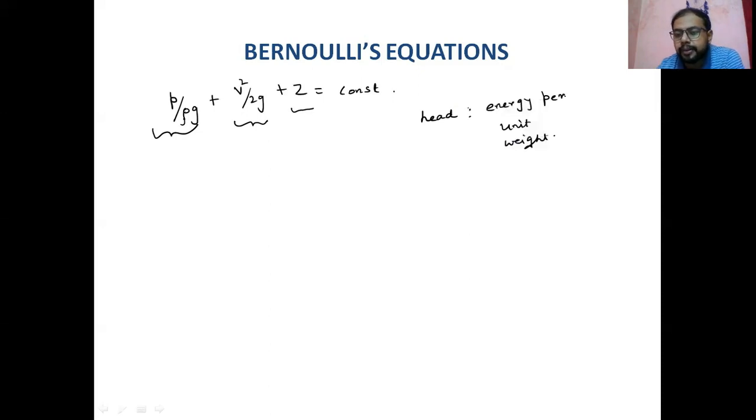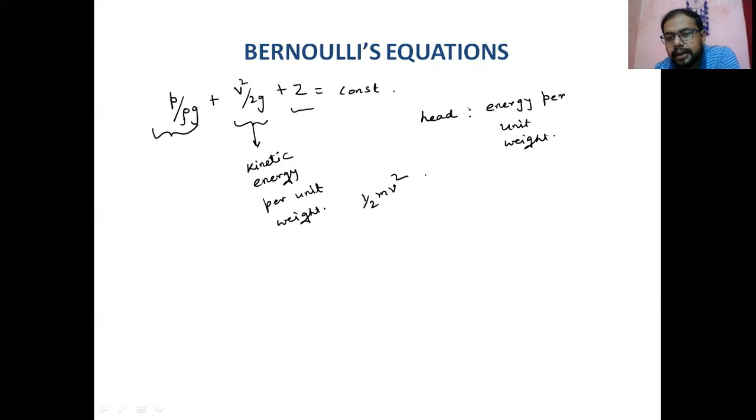Let us take the kinetic energy per unit weight. How does it come? Kinetic energy equation we know is half m v square. Per unit weight, m into g; weight is mg. So that comes to v square by 2g. So this is the kinetic energy per unit weight.